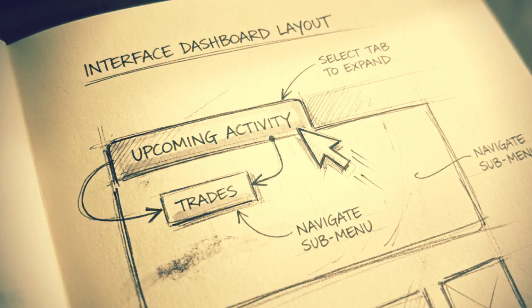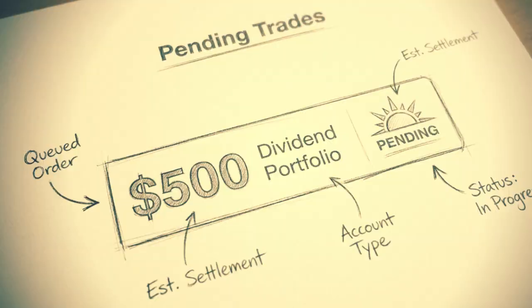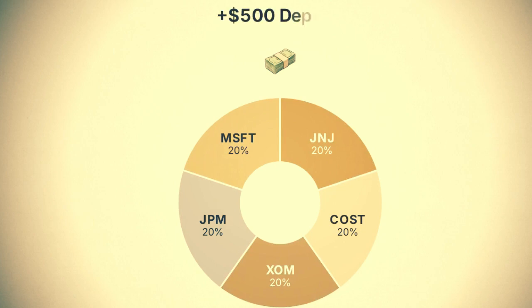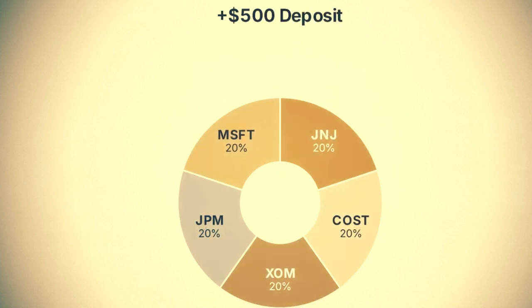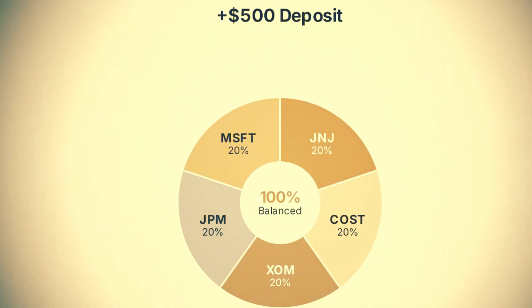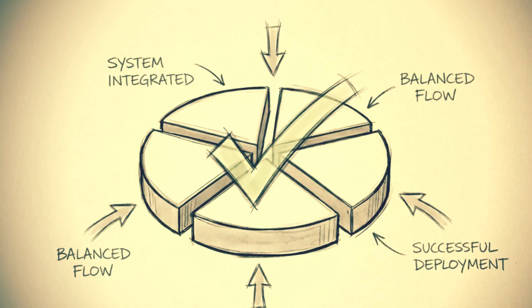To verify the system is working, click on your upcoming activity and trades tabs. You'll see this screen showing your $500 order clearly queued for the next morning. The automation doesn't stop with this first order. Any future cash deposits you make will automatically be split into fractional shares, perfectly maintaining the 20% weightings you established. You have successfully built and funded an automated, passive income-generating slice of your portfolio.